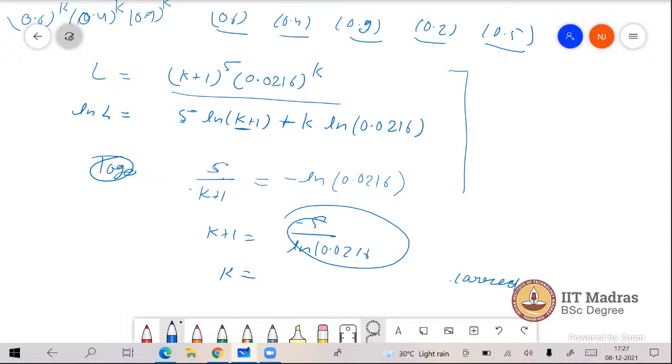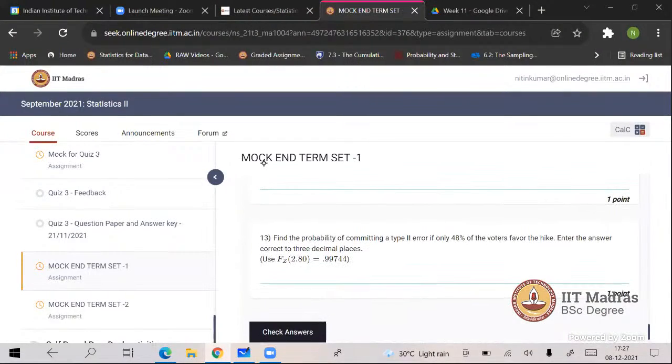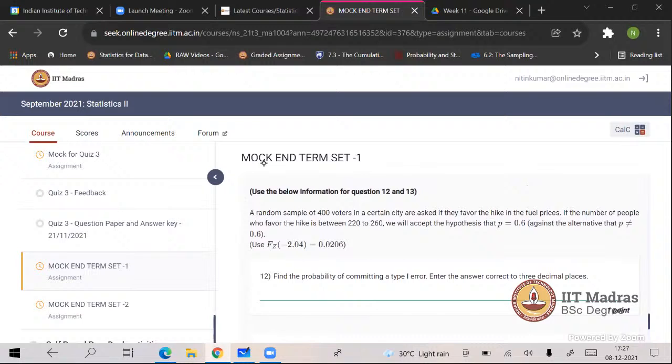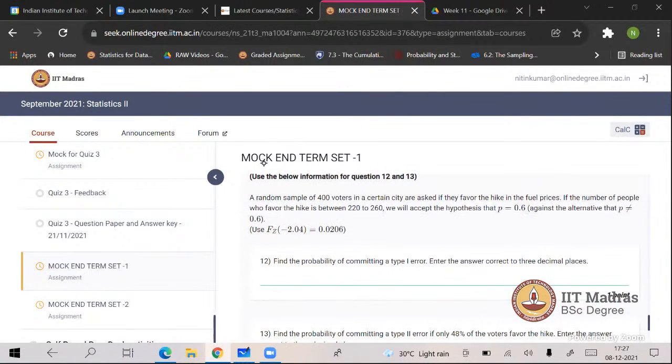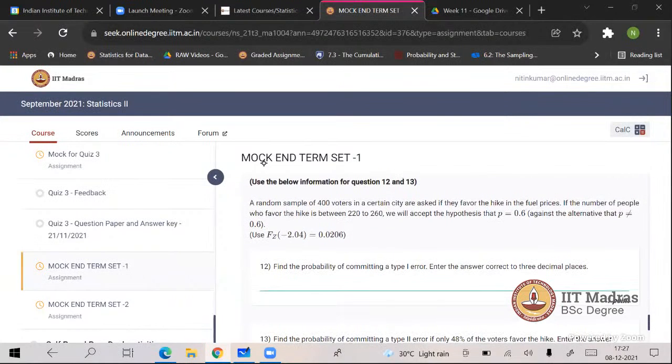Sir, could you solve the last question also? Last question in the set 1. This one, question number 12. Yes, sir, 13. Yeah, so 12 and 13 are the same. A random sample of 400 voters in a certain city are asked if they favor the hike in the fuel prices.